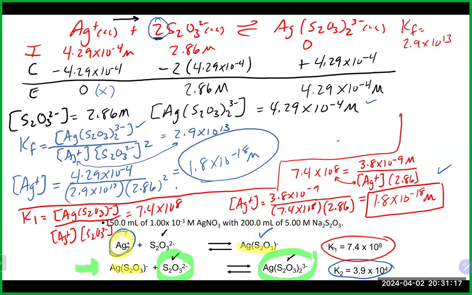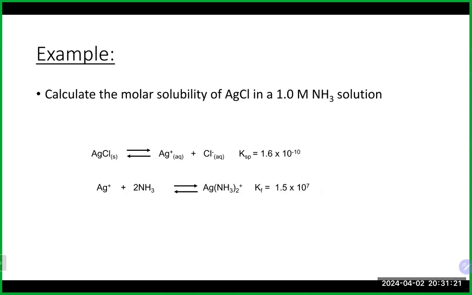All right, fun with K's here. One more fun with K's to finish it out, I think. In this case, we want to calculate the molar solubility of silver chloride in 1 molar ammonia solution. So here we have 2 reactions. We have the silver chloride breaking apart into our silver ion and our chloride ion. And that obviously is a KSP type expression like we've been talking about, 1.6 times 10 to the minus 10.